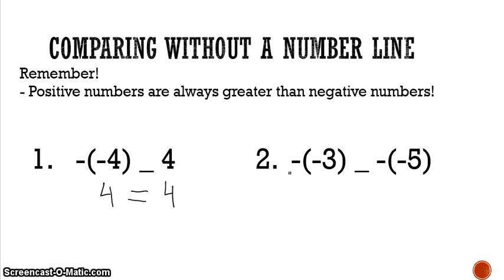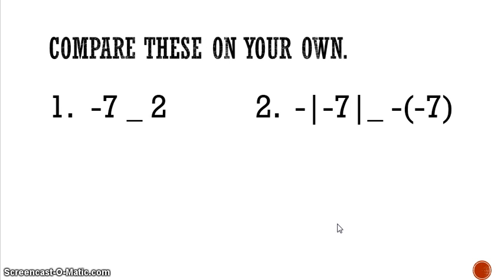Now let's deal with this right here. So the opposite of -3 is +3. The opposite of -5 is 5. And they're both positive. So now let's see. 5 is bigger than 3, we know that. So there we go. 3 is less than 5. So try to compare these on your own. Remember to deal with this mess right here before you compare them.